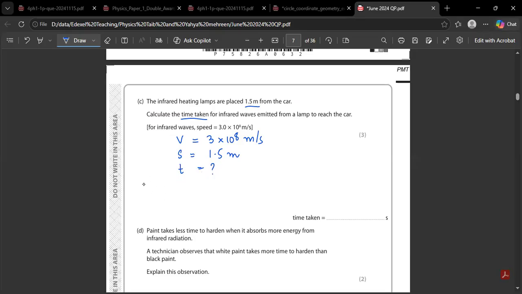So since we know s equals v t, we will divide s by v. So t equals, substituting the values, 1.5 by 3.0 into 10 to the power 8. So what will be the answer? Is it going to be 0.5? 0.5 into 10 to the power minus 8 seconds, right?